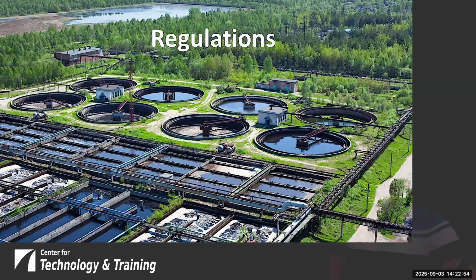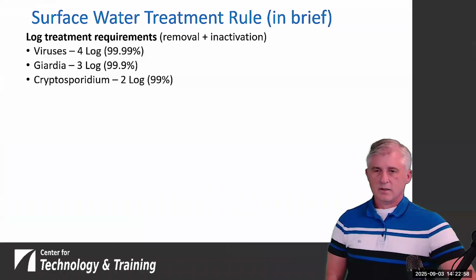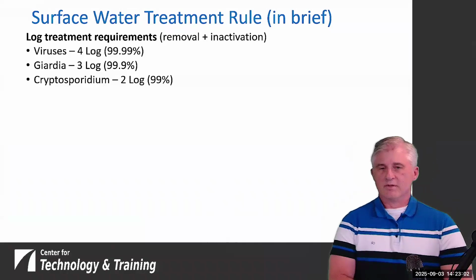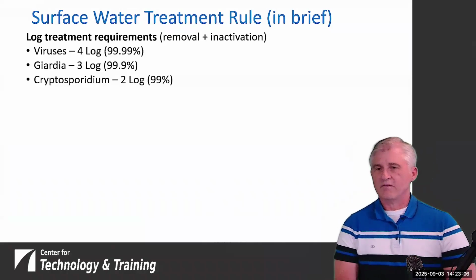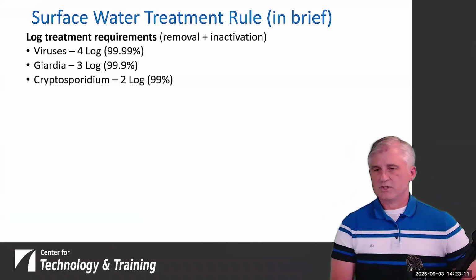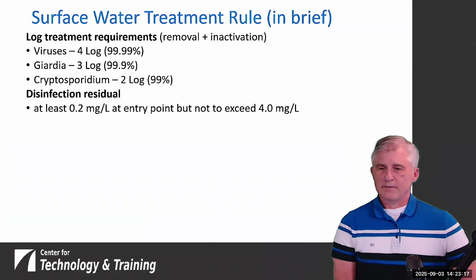So we're going to switch gears, and I'm going to look at regulations. Specifically with surface water treatment, we have the Surface Water Treatment Rule. We've covered some of these things before. We've talked about viruses and the need for 4-log removal. We've talked about Giardia and the need for 3-log removal. Crypto requires 2-log removal as part of the Surface Water Treatment Rule.